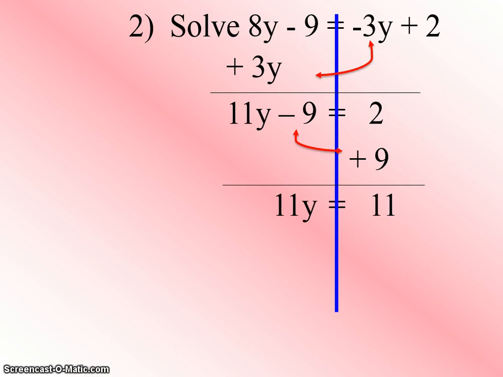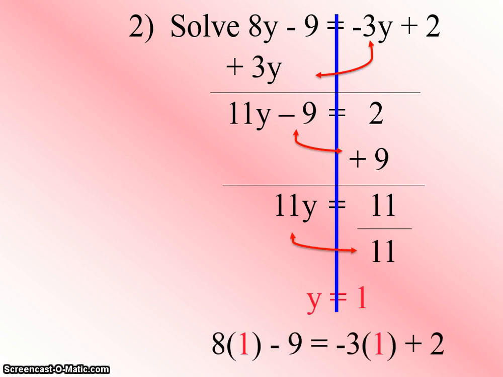And then we want y by itself, and we're going to do the opposite of multiply, which is divide. 11 divided by 11 is 1. Now we're going to check our problem by putting the number back in, and it is correct.